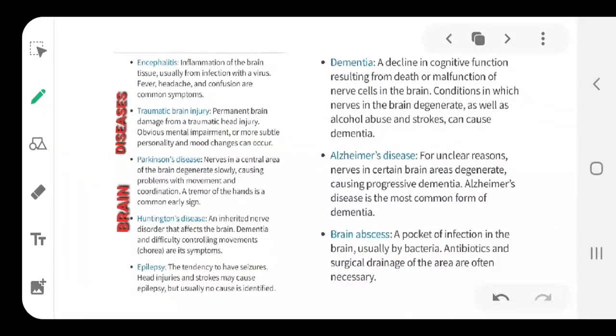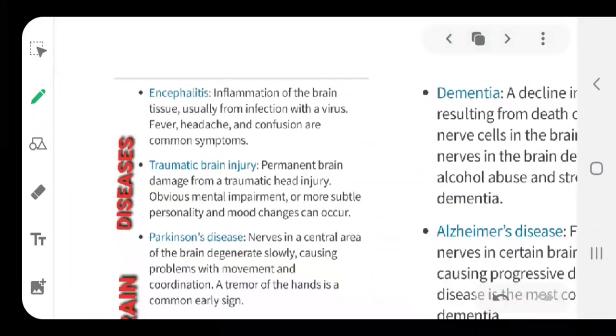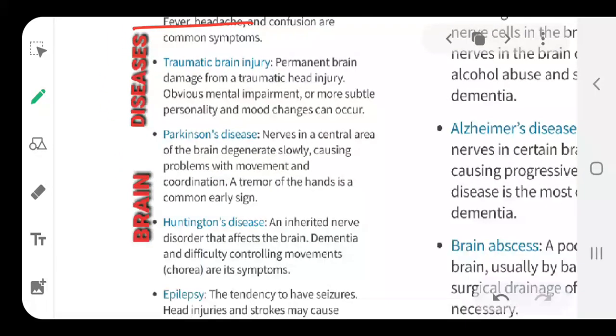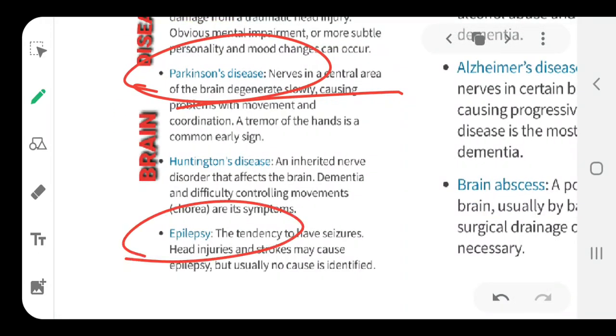Since the brain is such a big organ and performs such big functions, it also undergoes certain stress factors that develop into a number of problems. Some names should be known to you. Number one is encephalitis, the inflammation of brain tissue. Then Parkinson's disease, where the nerves in the central area of the brain break down or degenerate, hence the coordination of movement goes haywire.